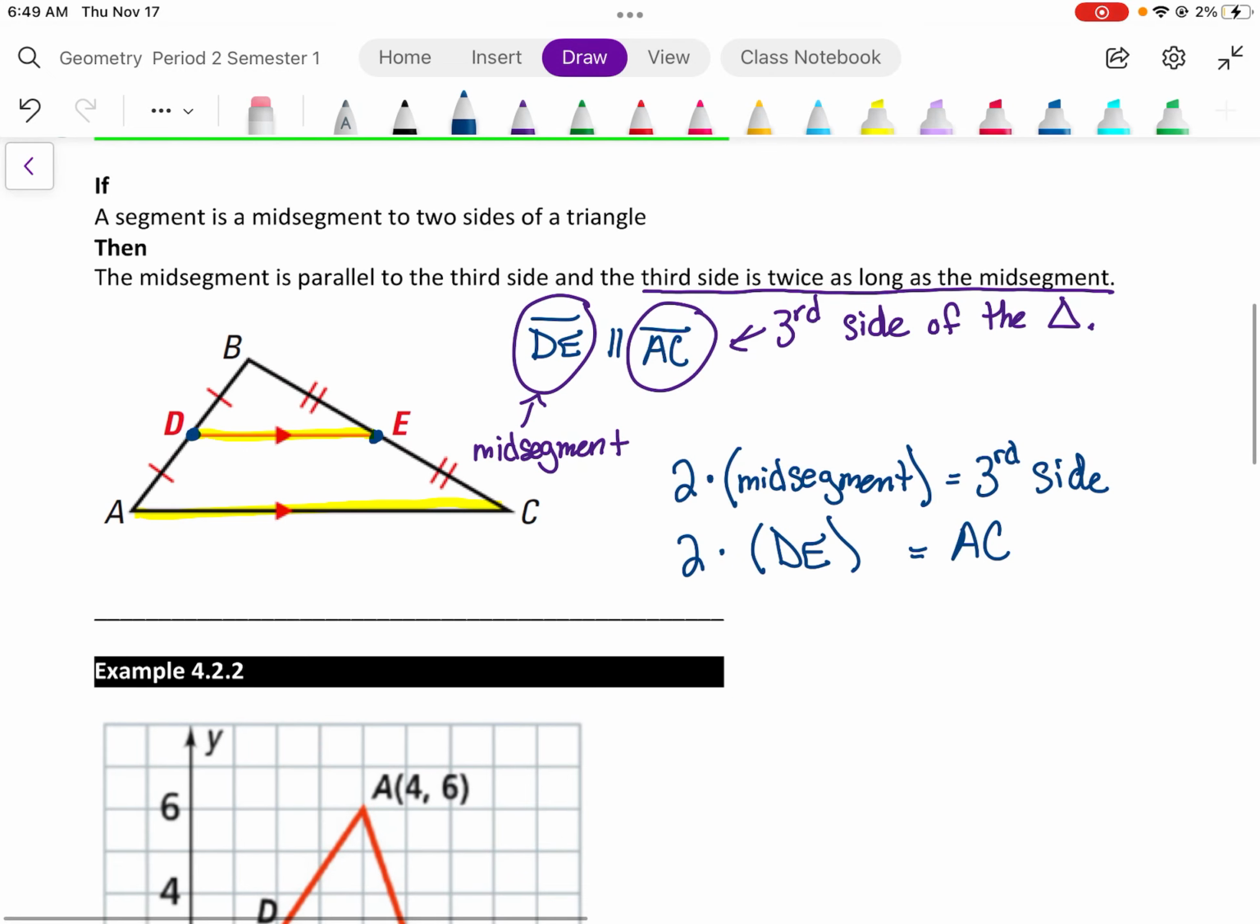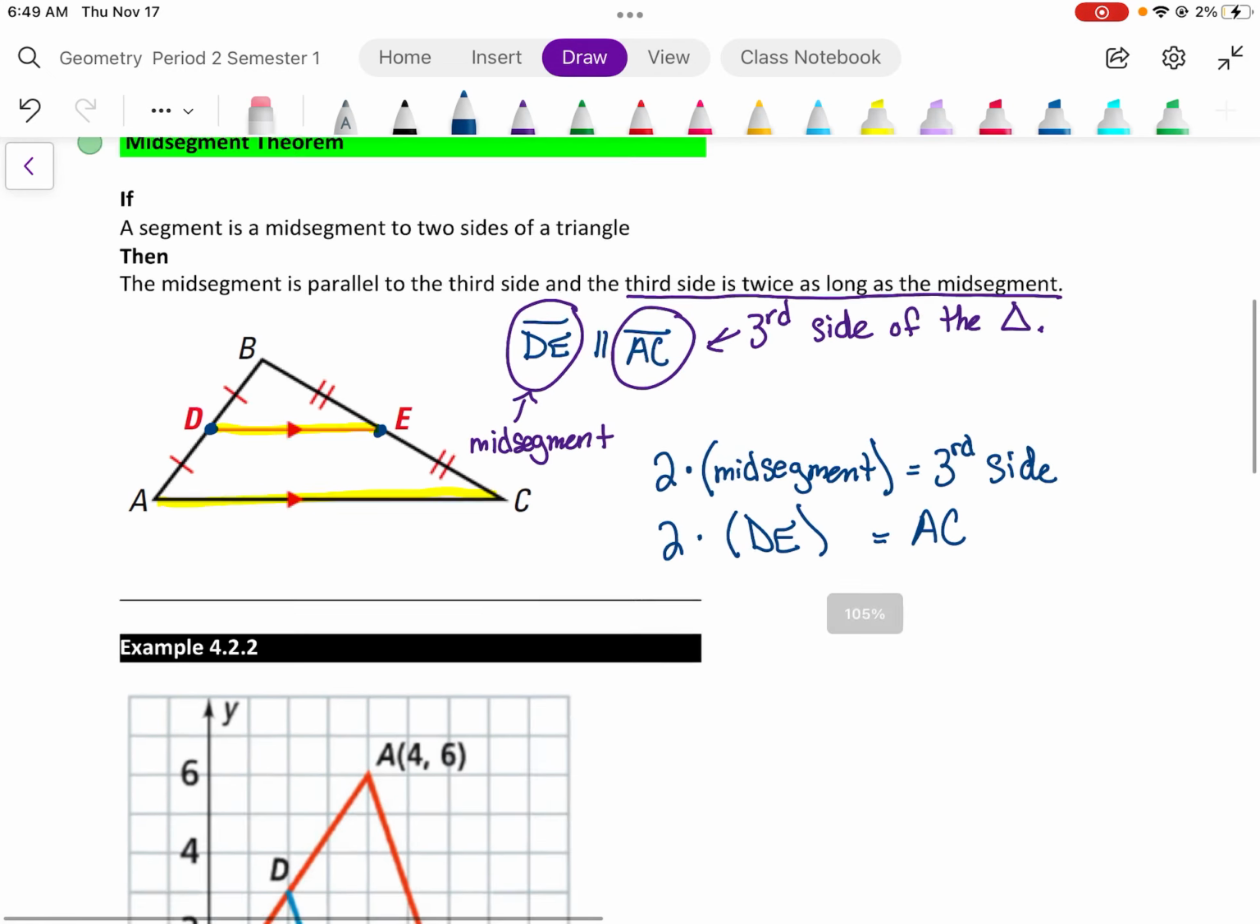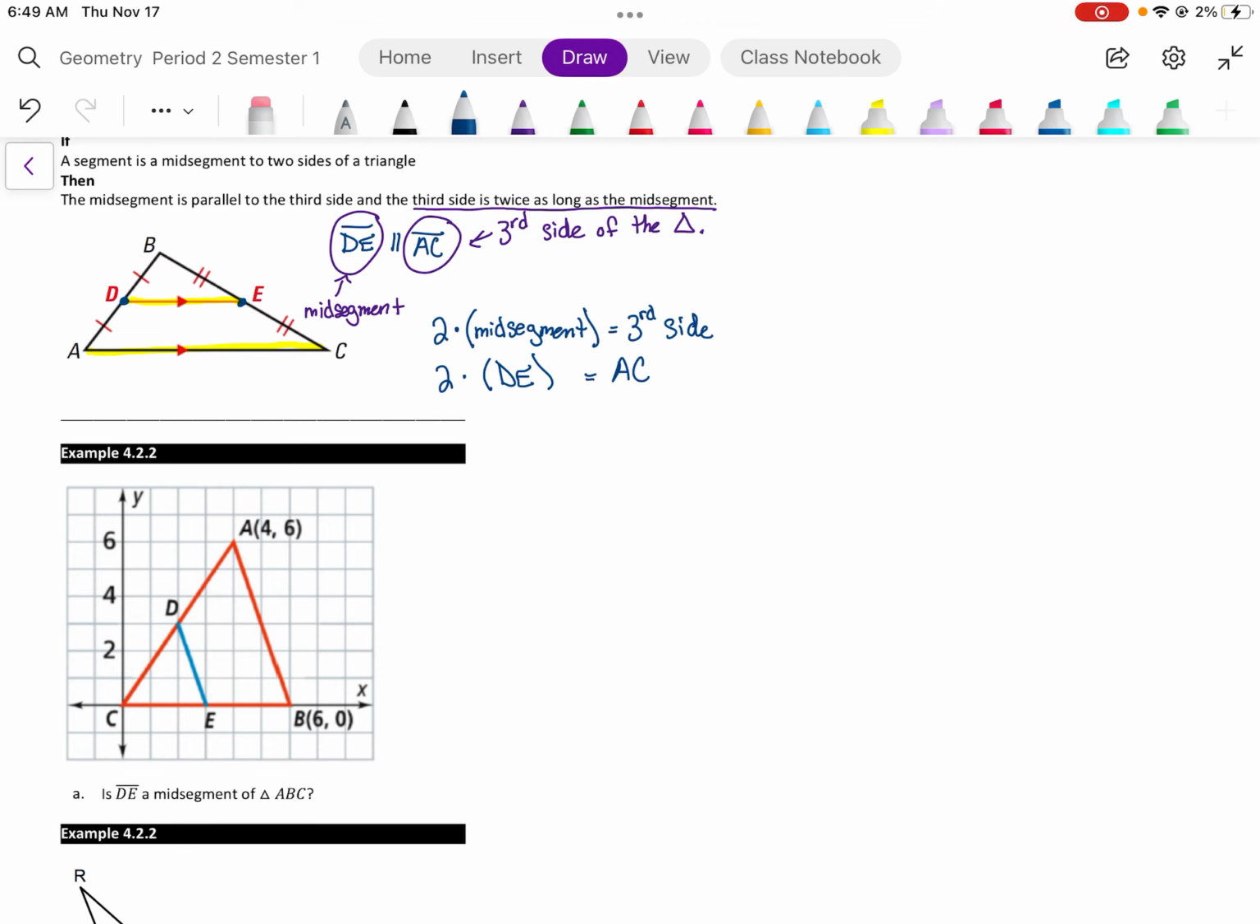Okay. We're now going to use this information to do a coordinate proof. And a coordinate proof is a little bit different than a 2-column proof, and I think you're going to like this one because it's a little bit easier. So in this example, they want us to figure out if DE is the mid-segment of ABC. So to do a coordinate proof, we are going to start by finding the 2 midpoints.